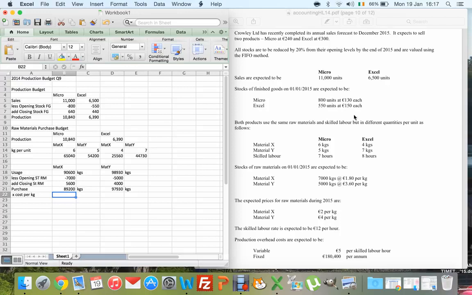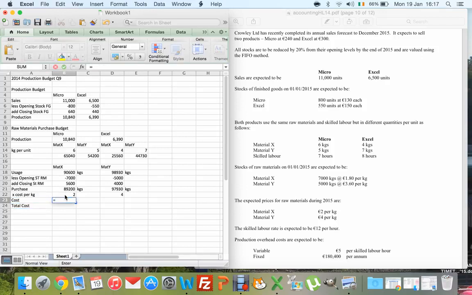Now up the top it might say here what the costs were at the beginning. That's the opening stock cost, but this is the cost during the year. So it's 2 and 4, so 2 and 4 euros each. So then the cost, and then we'll get a total cost.